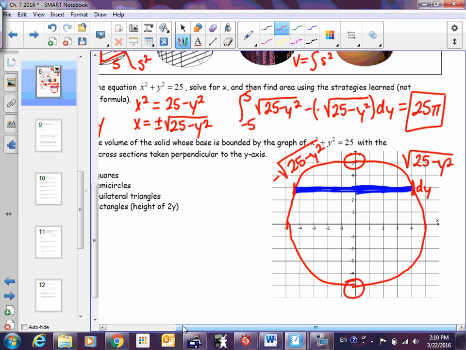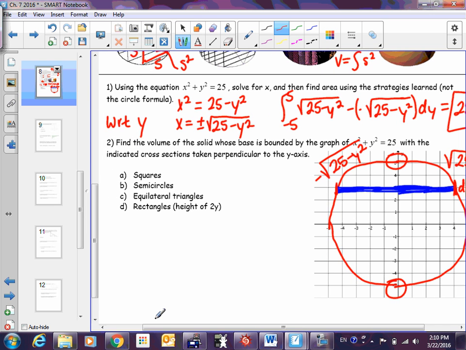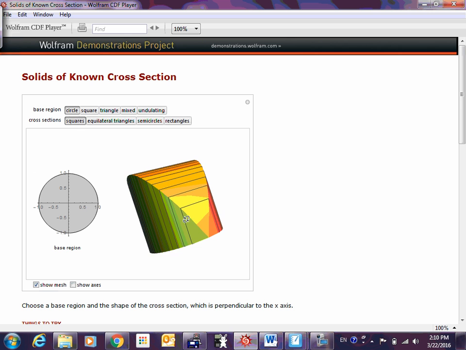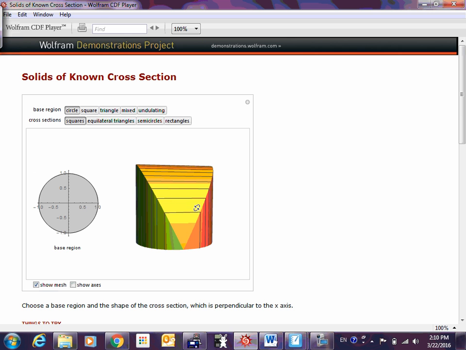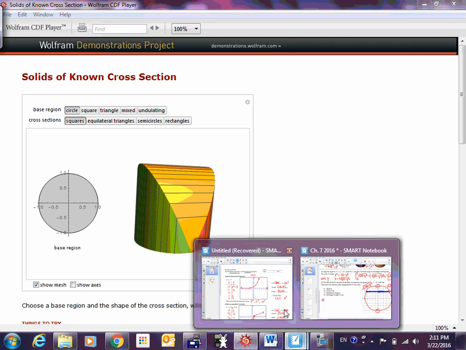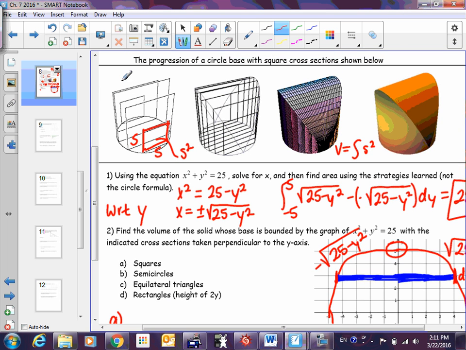Okay, so we're going to use this information in order to do the next part. So this is what I'm going to be finding in part A. Let me remind you of what the picture looks like. It's a circle base with squares. I'm finding the volume of this shape right here, which is right up here, okay? So this is all part A.